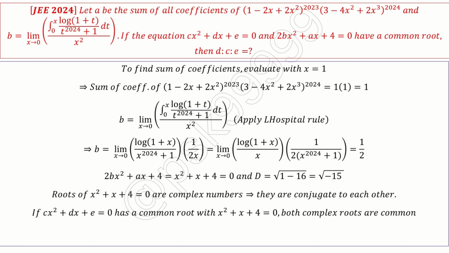So d is to c is to e is nothing but 1 is to 1 is to 4. Just so you don't get confused, d is here. d is to c is to e is the same as 1 is to 1 is to 4. So that's the answer.